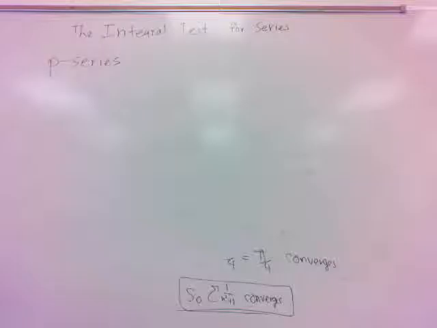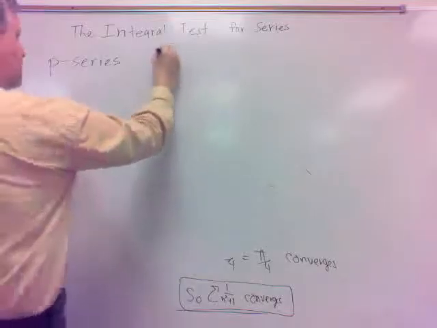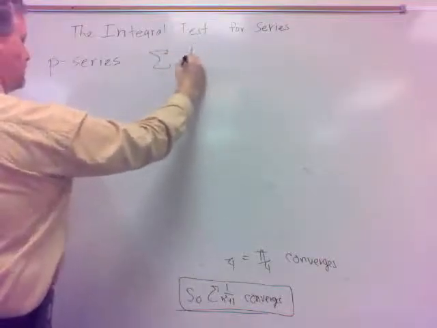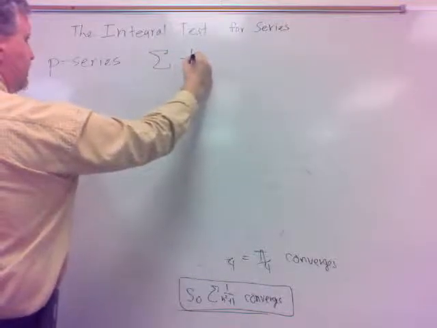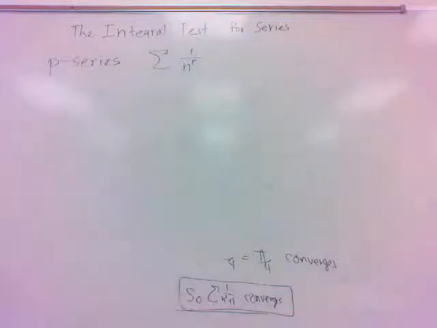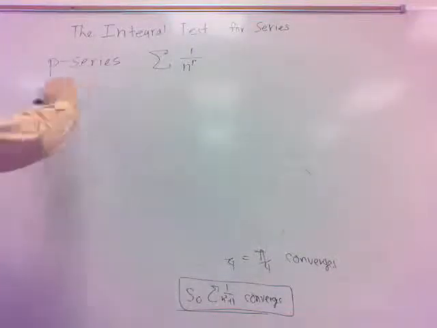Let's take a look at what are known as p-series. A p-series is any series that we can put into the form 1 over n to a p power. So that's where the p comes from. The p is the power. P for power. Makes sense? So a p-series is any series we can put into that format, 1 over n to a power.